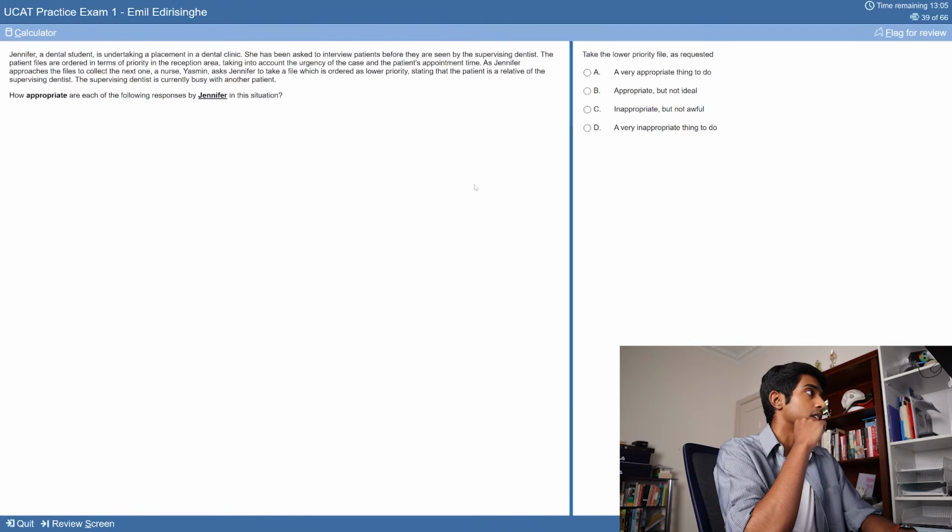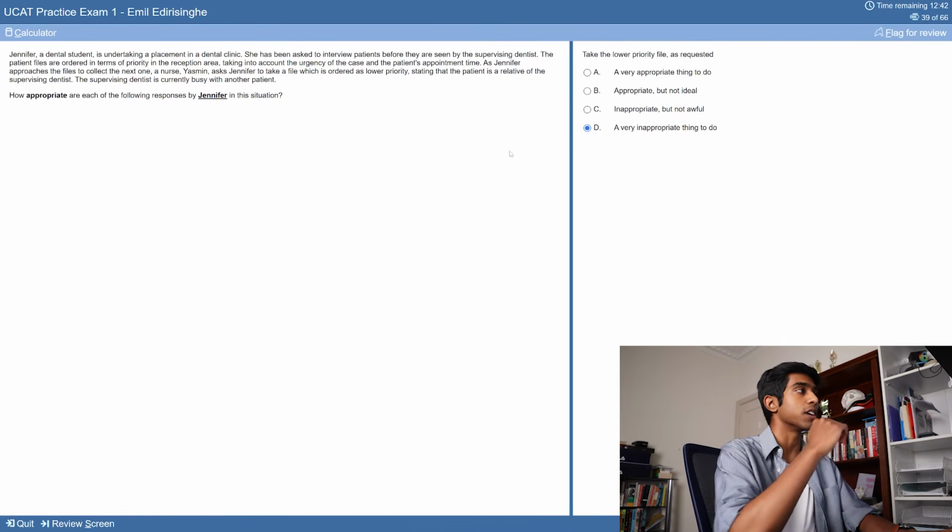Jennifer, a dental student, is undertaking placement in a dental clinic. She's been asked to interview patients, ordered in terms of priority, taking into account the urgency of the case. Ask Jennifer to take a file which is ordered as low priority, stating that the patient is a relative of the supervising dentist. Take the lower priority file.